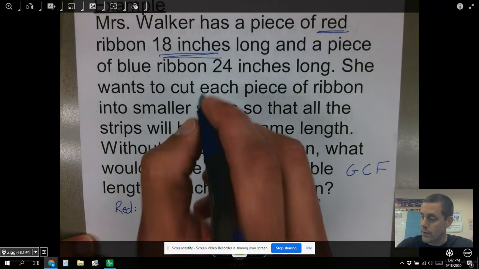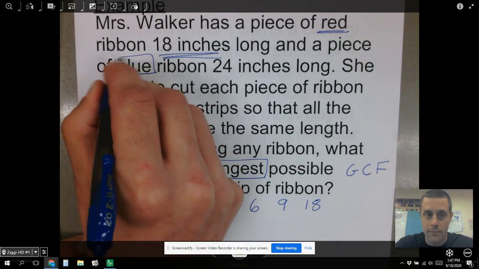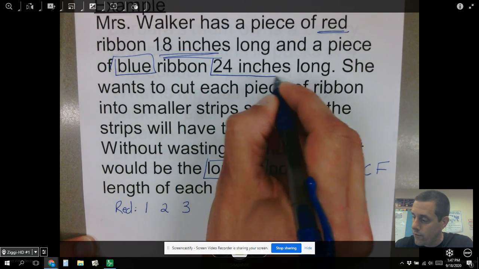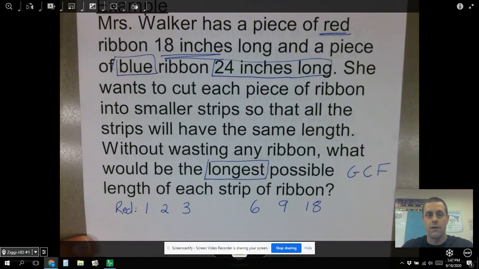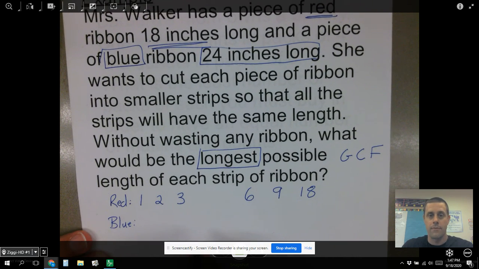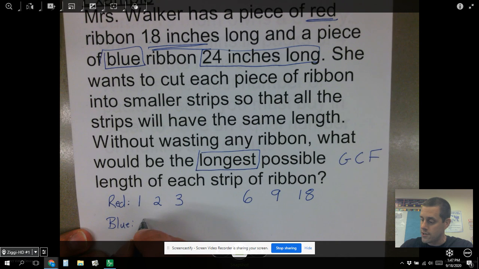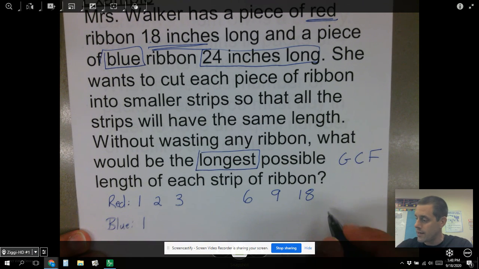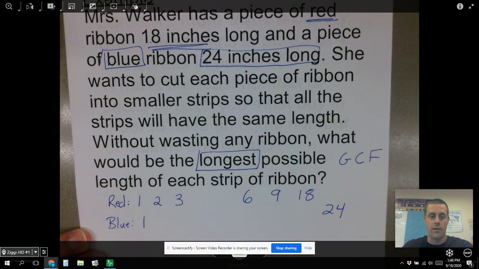The next piece of ribbon we are dealing with is a blue ribbon that is 24 inches long. So let's factor the blue ribbon. It is 24 inches long. Our first factor is always 1. 1 times what gives us 24? 1 and 24.